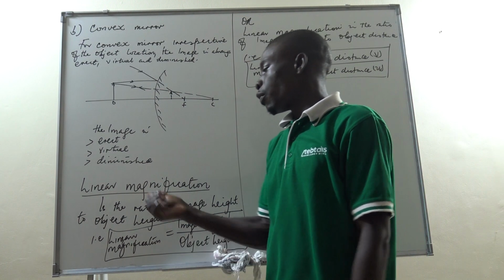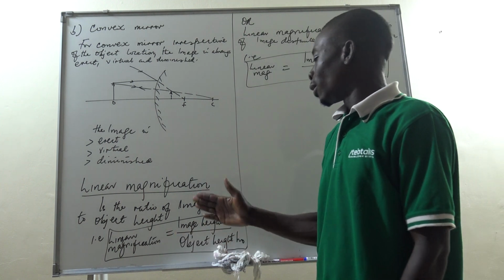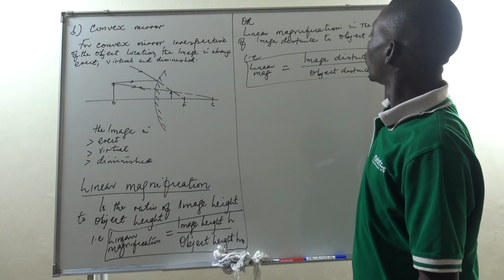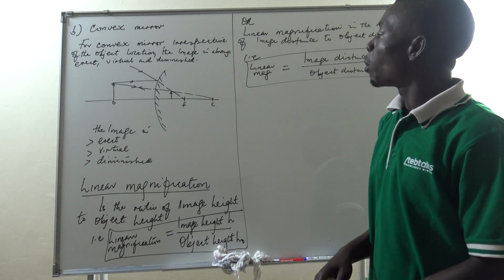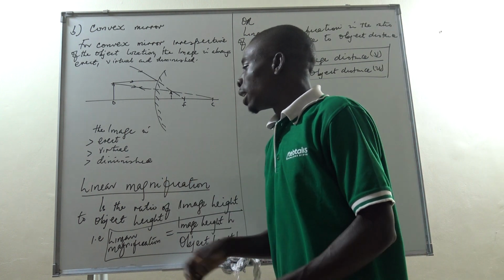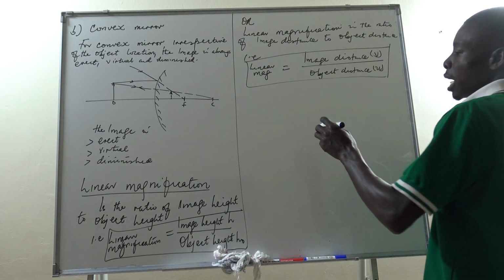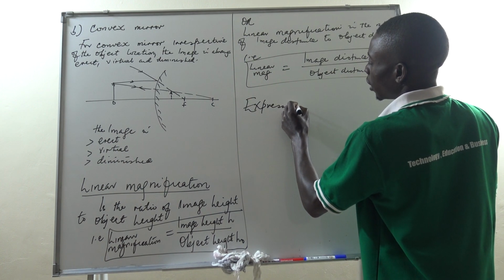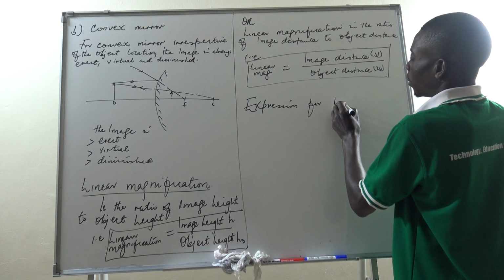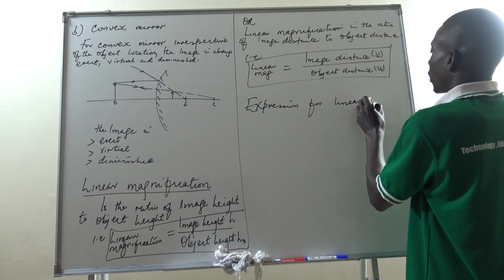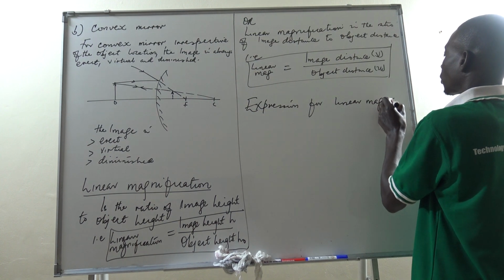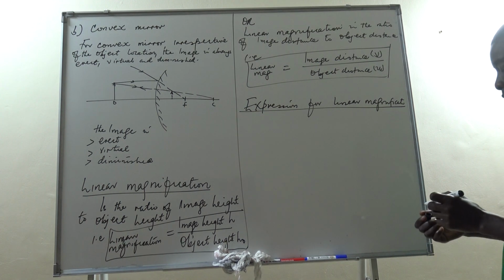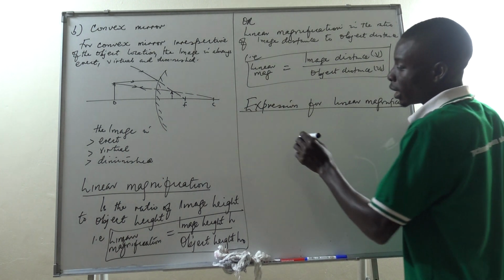So if they ask you to define linear magnification, it can either be the ratio of the image height to object height, or the ratio of image distance to object distance. That is linear magnification. And then let's look at the expression for linear magnification. How do we get the real expression for linear magnification?